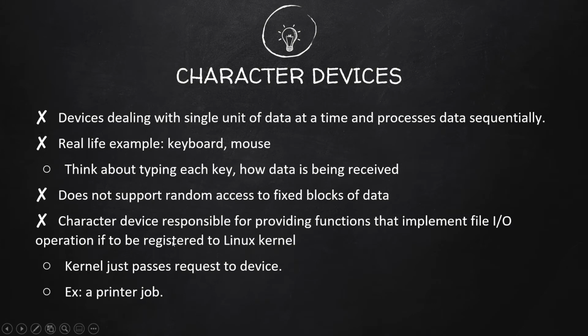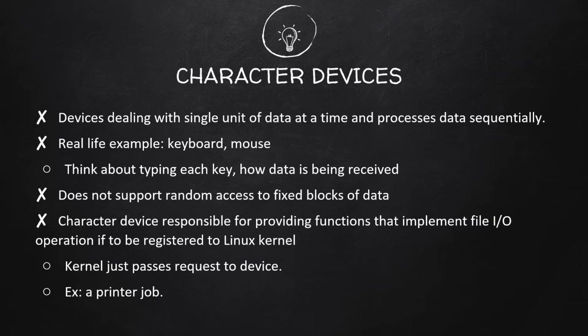All right, now moving on to character devices. Unlike block devices, these are devices dealing with a single unit of data at a time and processing data sequentially. Real life examples are a keyboard or mouse. Think about typing each key and how data is being received. Character devices do not support random access to fixed blocks of data. They are responsible for providing functions that implement file I/O operations if they are to be registered to the Linux kernel.